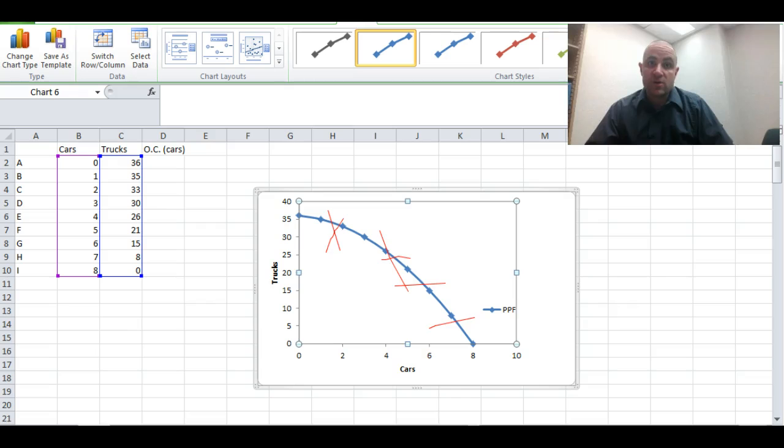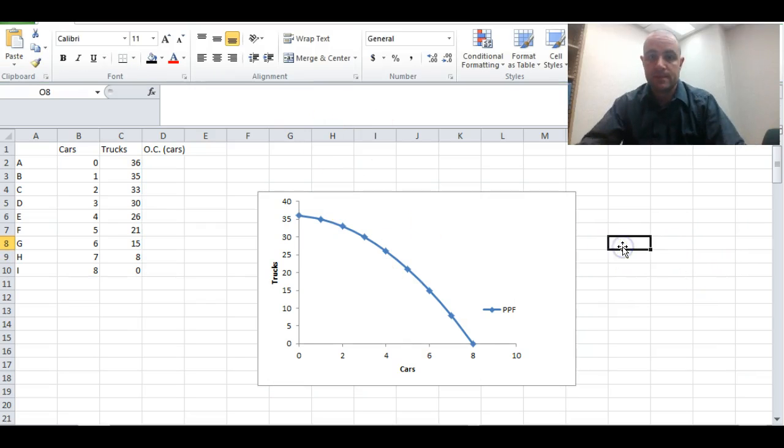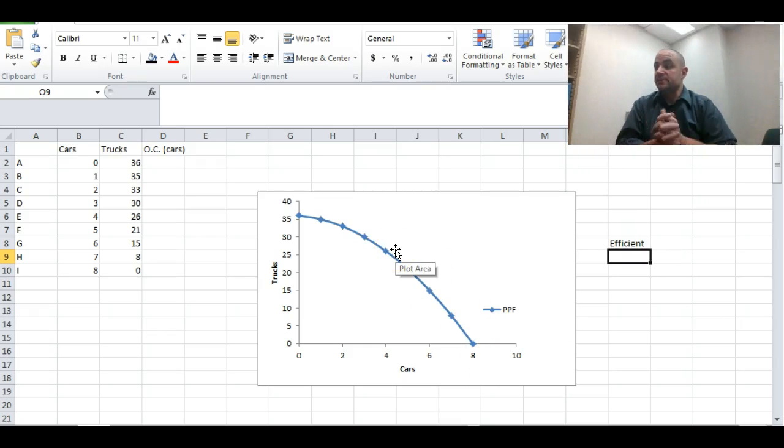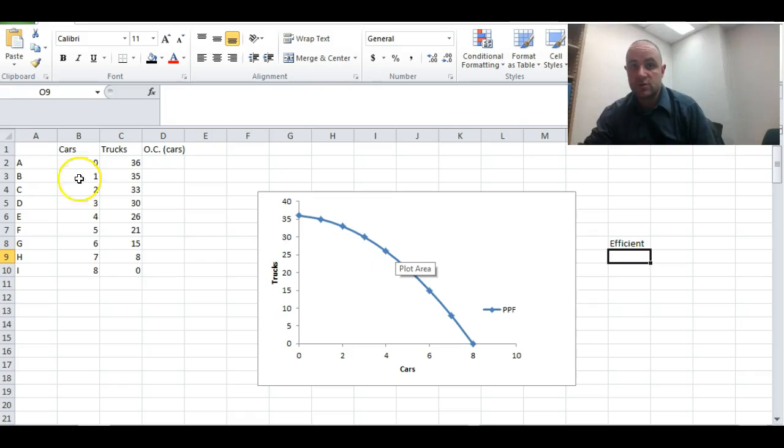Anywhere on this line is efficient. We say production efficiency. Basically, the formal definition of production efficiency is that you cannot make more of one good without making less of another. So with production efficiency, it's saying that given your resources, you are making the most that you possibly can. And so that's an important term to see.